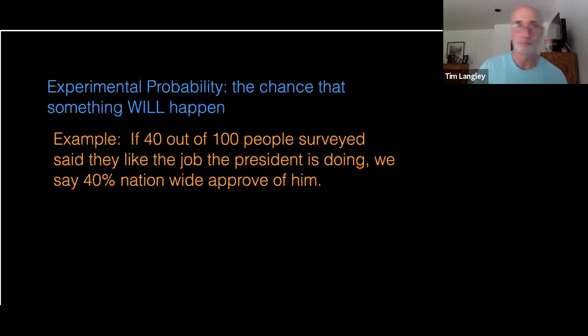Now, next concept, experimental probability. And I'm just going to pick another color here for a second just to make it easier to see what I'm doing. But experimental probability is the chance that something will happen. You'll notice that I capitalize this. Now we're talking about likelihood of something happening in the future, okay?